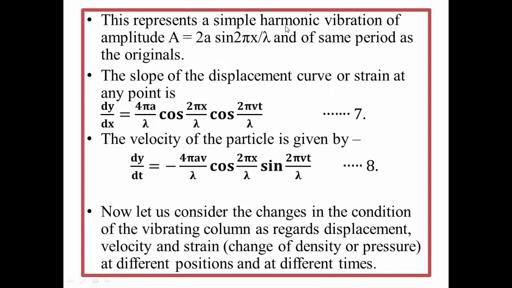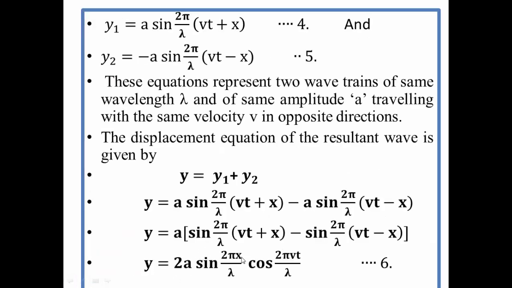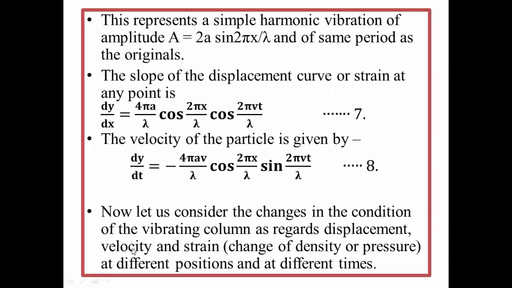So this represents a simple harmonic vibration of amplitude. What is the amplitude? This is the amplitude of the wave, and this is the cosine term that is changing with time. So this amplitude is equal to 2A sin (twice pi x by lambda), of the same period as the original. The slope of the displacement curve, or strain, at any point is dy by dx.